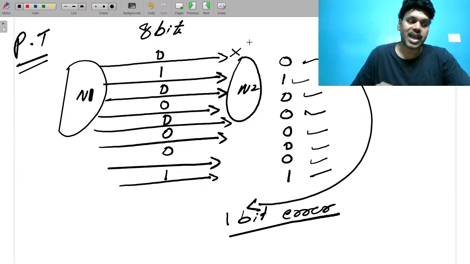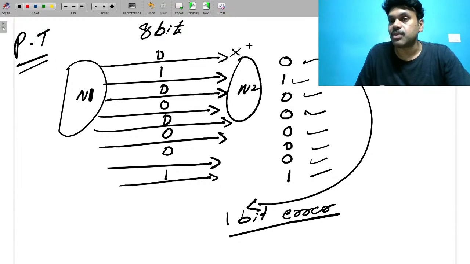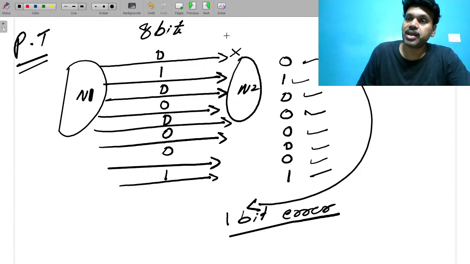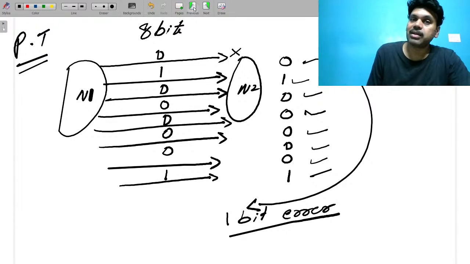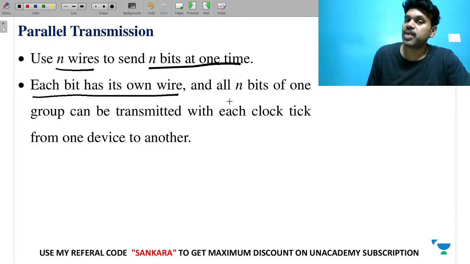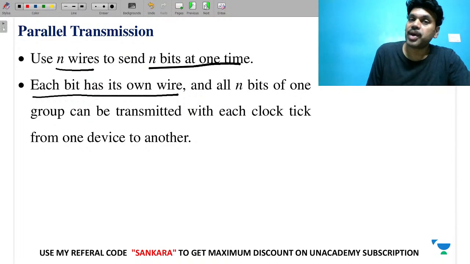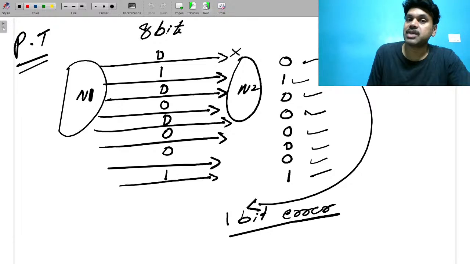What is that? As you are increasing the number of lines, you are going to see expense. So the mediums are going to vastly increase. As far as the definition is concerned, n medium wires are required to transmit n data bits, and each bit has got its own wire. All n bits are triggered at a time and reach the destination at a time. So apart from advantages, there are some disadvantages also.